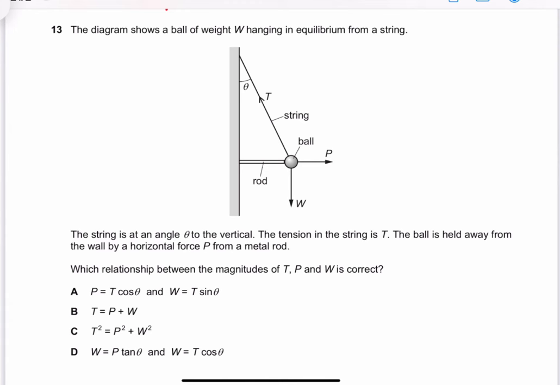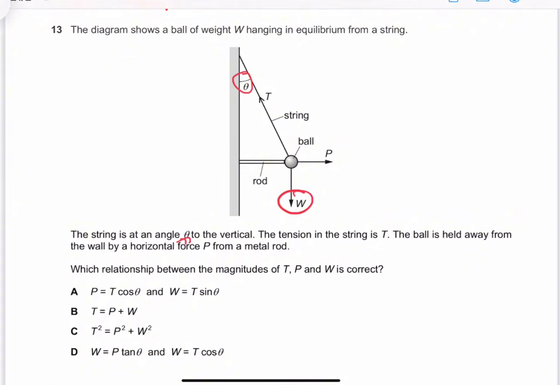Okay, moving on to question number 13. We're given a ball of weight W, so this is our ball, and is hanging in equilibrium from a string. So it's attached to a string here, that is that particular tension. Now the string is at an angle theta, so this is our angle, and the ball is held from the wall by a horizontal force P from a metal rod. Now which relationship shows the magnitude of T, P, and W that is correct?